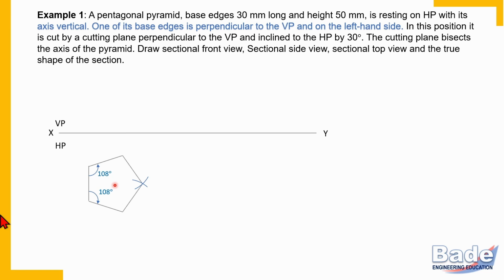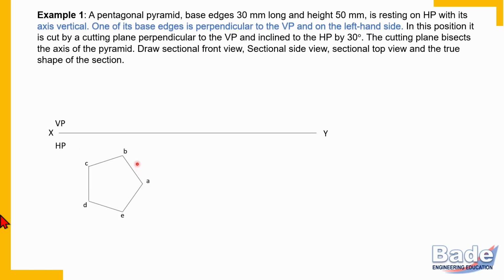Now label all base corners. Labeling is very important. Unless you label the corners, you should not proceed. Labeling helps you to complete the drawing quickly and without any mistake. And if at all there is a mistake, you will be able to rectify that mistake very quickly. Now here it is, true shape of base.